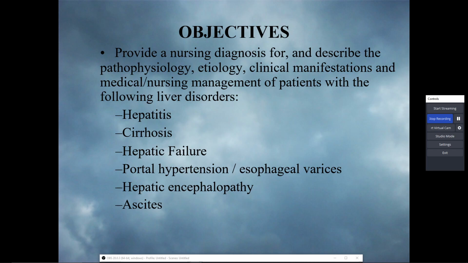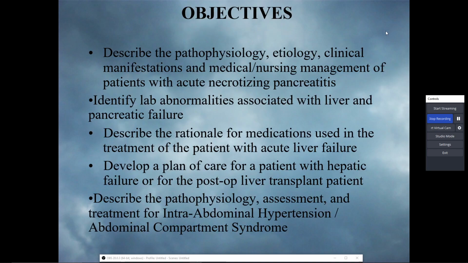We have hepatic failure. And we're going to have to talk about how to identify that and how to supplement that. Portal vein hypertension and portal artery hypertension, esophageal varices, hepatic encephalopathy, and we're going to talk about ascites as well. So you're more than welcome to read that slide.